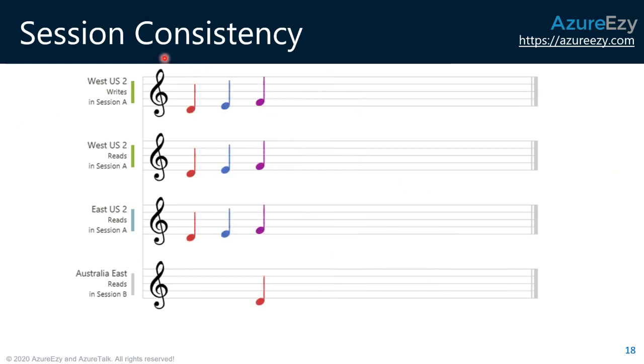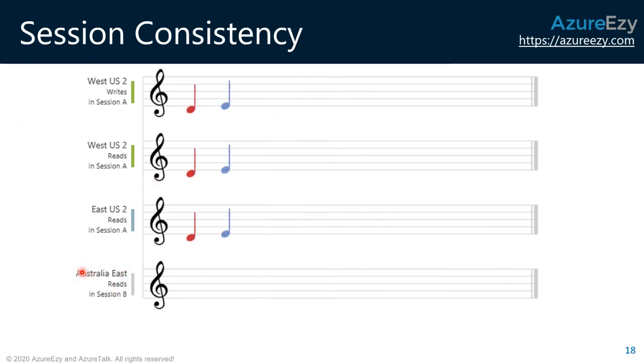Now, if you see this vertical here, West US, where the write is happening, in session A, all the regions where the data is replicating are in the same session, but Australia East is in session B. So you can see all the data is strongly consistent in session A. It doesn't matter in which region you're reading. But in Australia East, it's taking time because it's replicating. It's falling in session B.